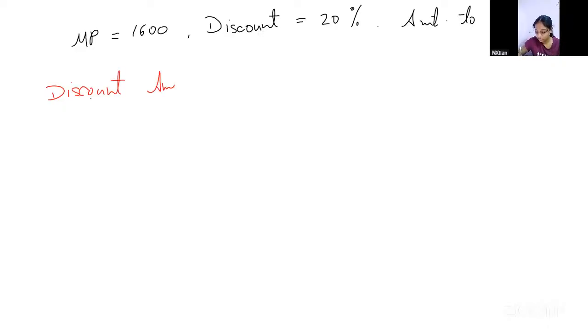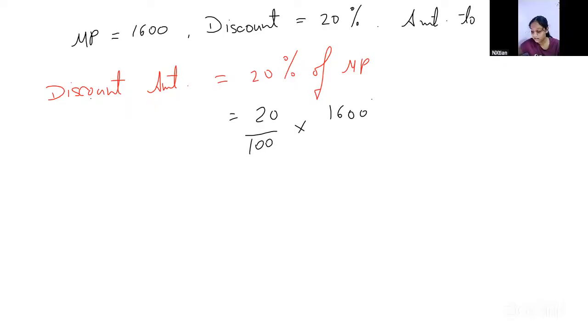Discount amount is equal to 20% of the market price. How? 20 upon 100 into 1600. Cancel. 16 into 20, 320 rupees. This is your discount amount. Okay, 20% is 320. Now we calculate the amount to be paid.